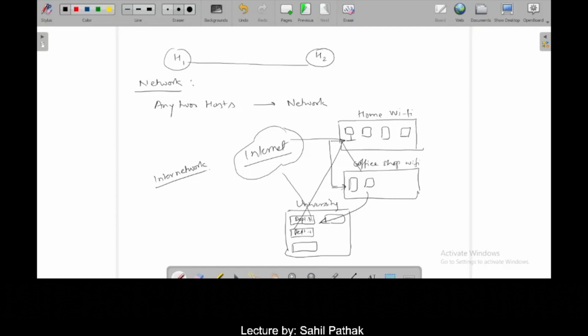So this is what the network is. Here we have seen that we have the main network and we have sub networks also, for the different departments. So a network can have subnetworks.